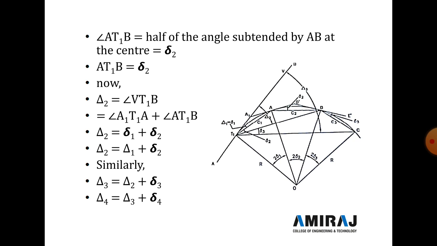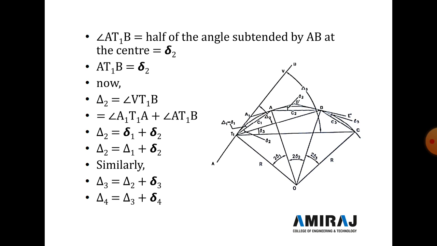So angle VT1B is equal to angle VT1A plus angle AT1B. Both the summation gives the final answer, angle VT1B. So it is delta 2, that is, delta 2 is equal to delta 1 plus delta 2.